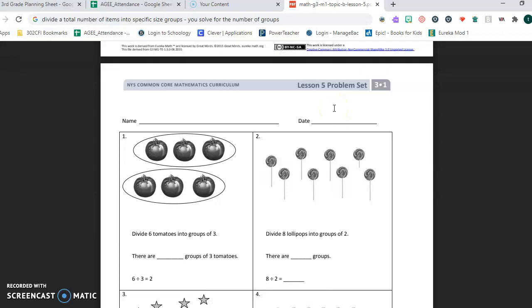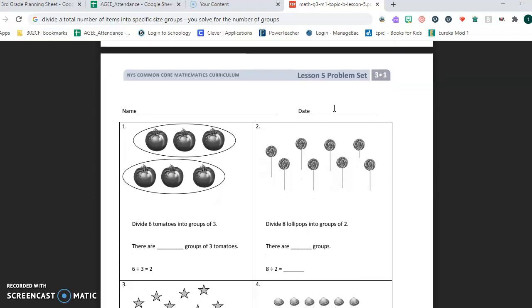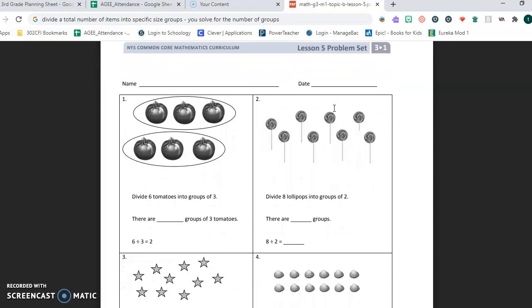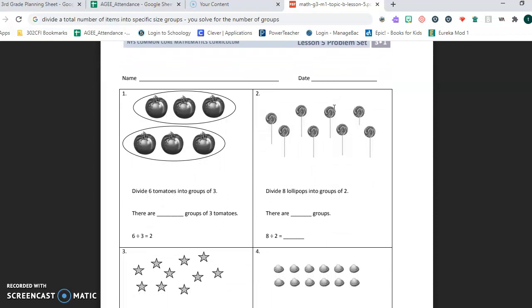Yesterday, the unknown was the specific size of the groups. Today, the unknown is the number of groups. So basically, we are looking for a missing factor, and the factor represents the number of groups. So you're going to divide a total number of items that they give you into specific size groups, and you'll be solving for the number of groups. It's a lot of words, but when we start putting it into practice, you'll see what we mean.